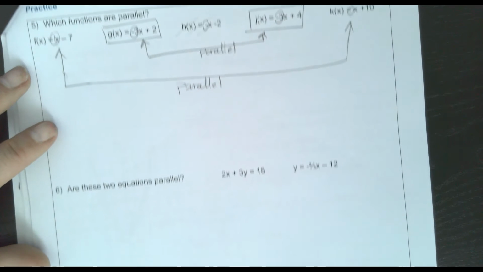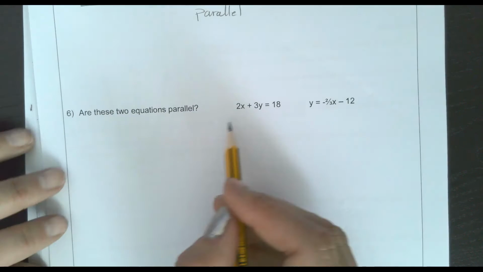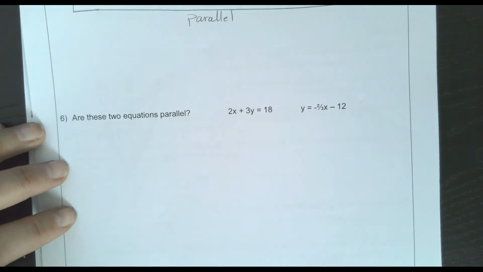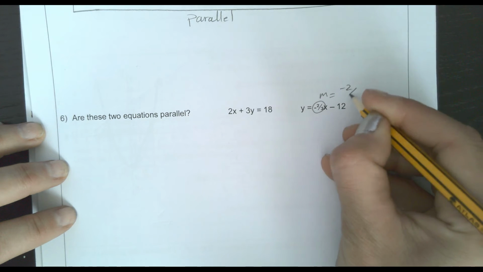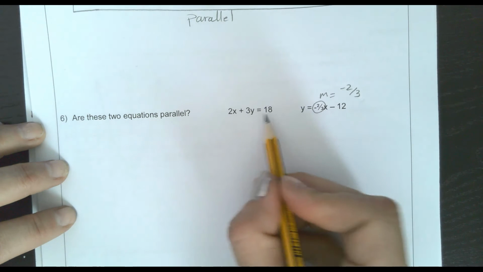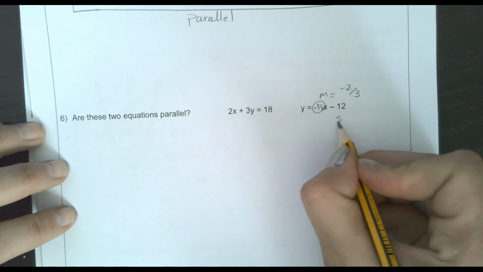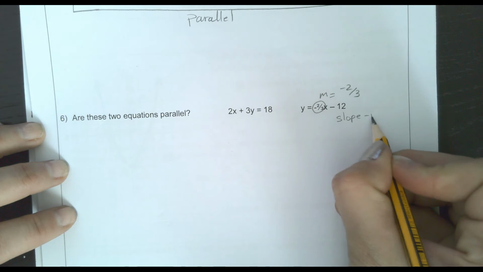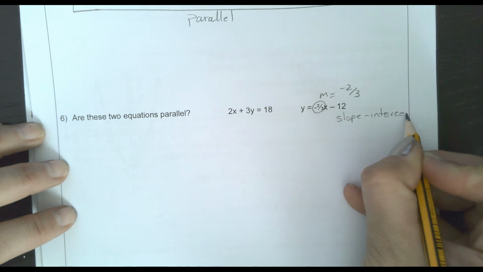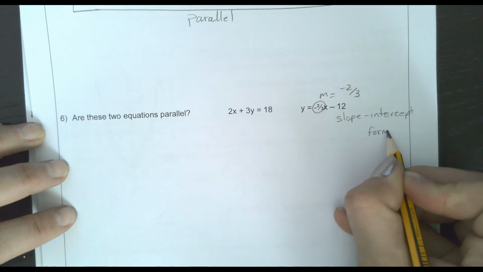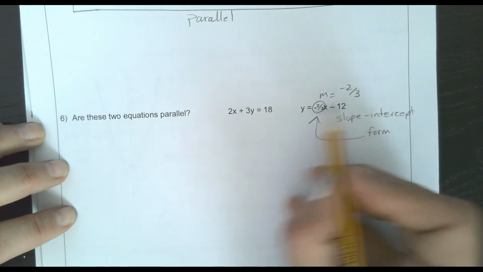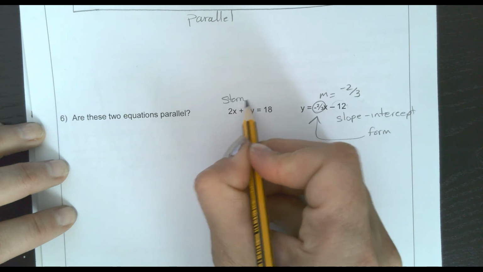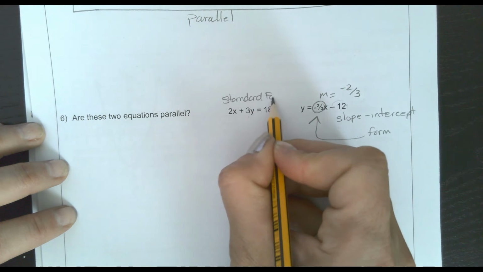Okay. Are these two equations parallel? Well, I can see here that my slope is equal to negative 2/3. I can't see my slope here because this is in standard form. This one is in slope-intercept form. So that's why I can see it. I can see my slope and I can see my y-intercept. This is in standard form. So I can't see it.